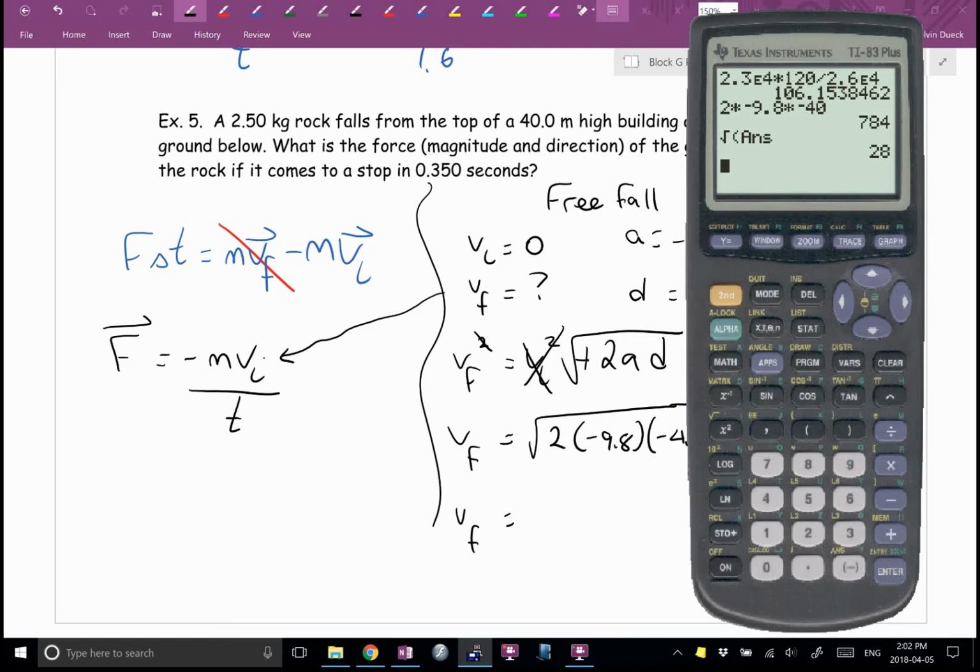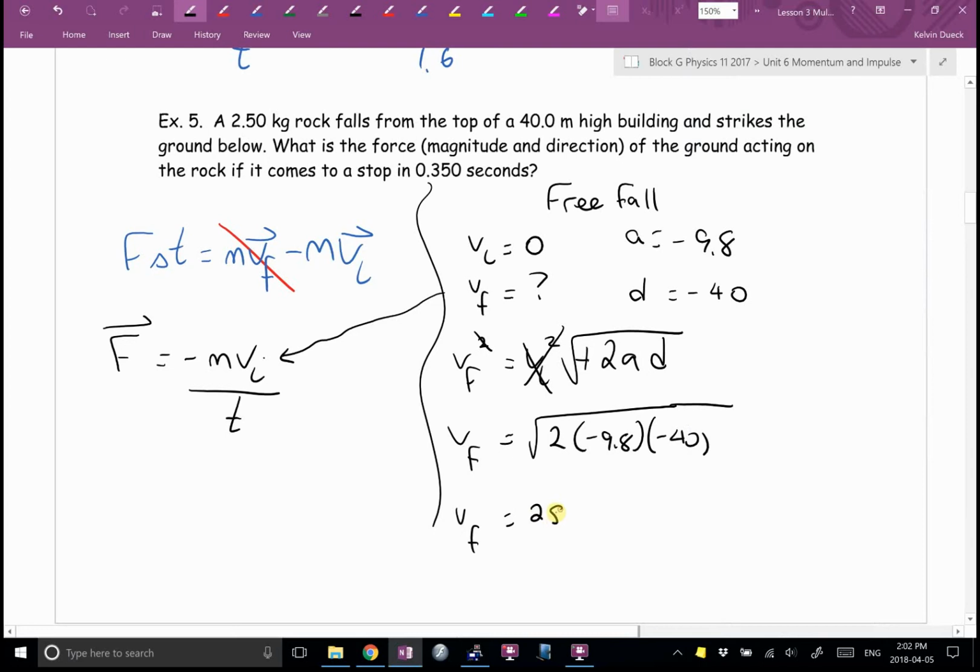Wow, that's a fluke. 28? Yes? Why must this be wrong? Okay, well, it all depends. We need to decide which way we want to be positive and which way we want to be negative. I think it's easier for us to let up be positive and down be negative. So let's make a little note over here. Up is positive, down is negative. So let's call this negative 28.